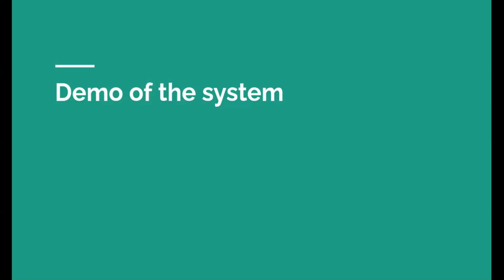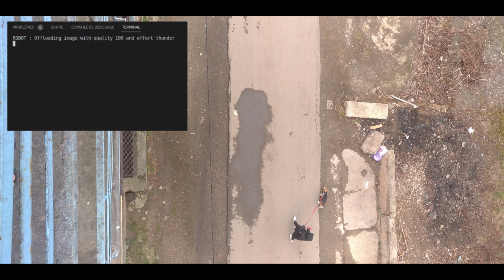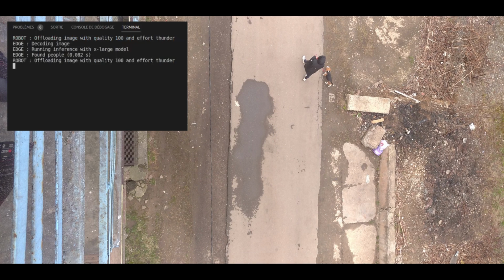Now we will present the demo of the system. With the first two images, the bandwidth and the signal strength are high. The robot chooses to offload the images with a quality factor of 100 and an effort of thunder. The predictions of YOLO v5 are superimposed on the images.